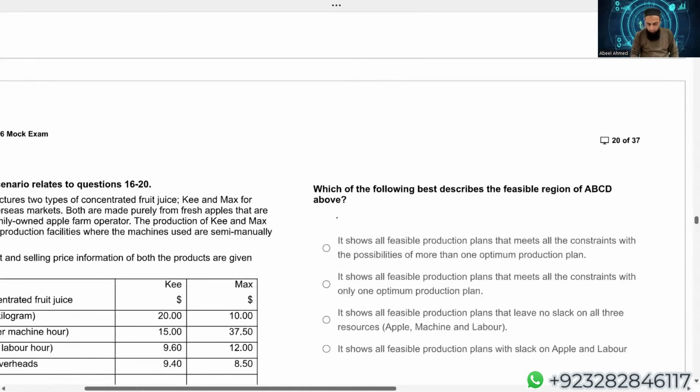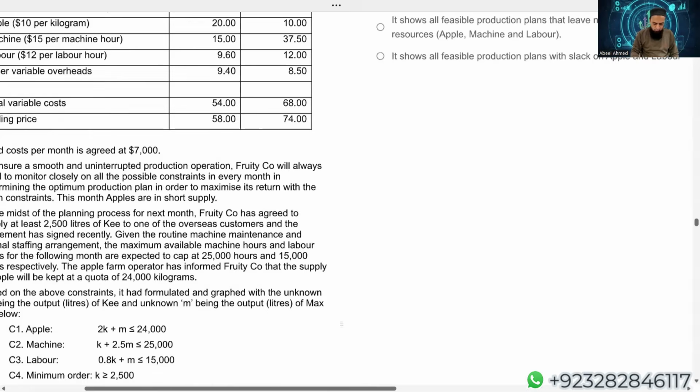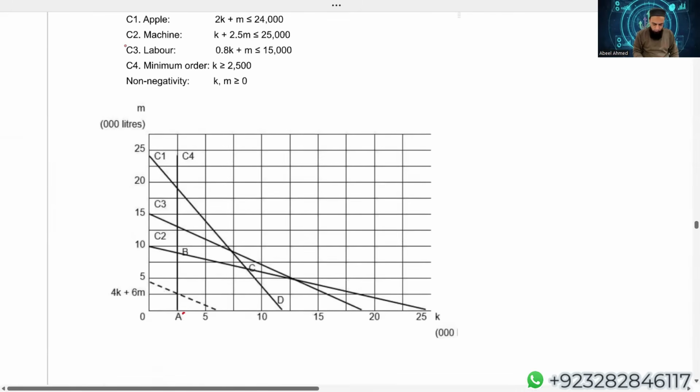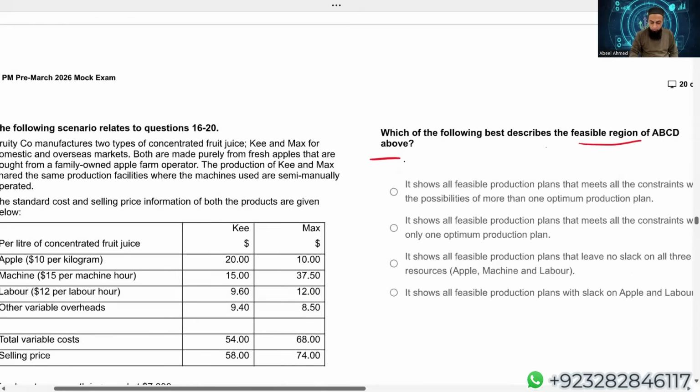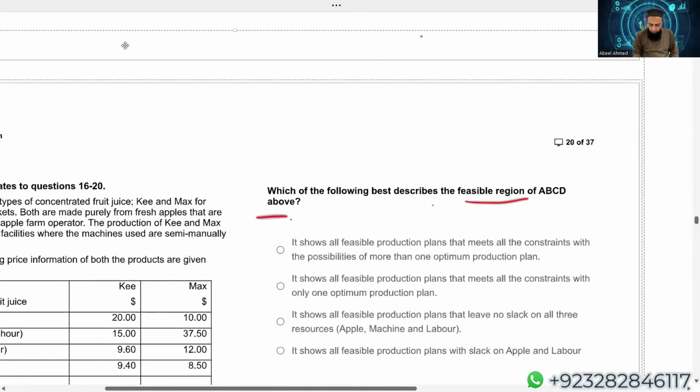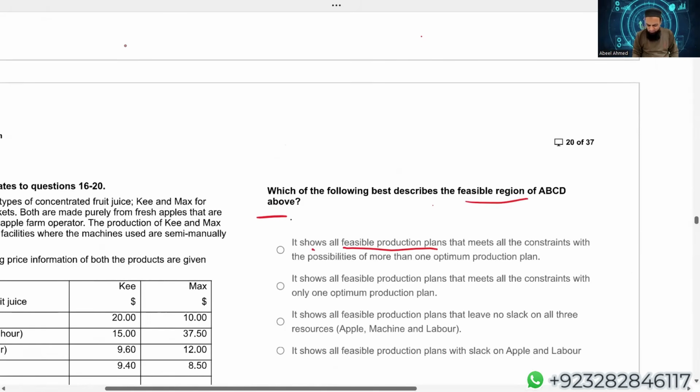Let's see. Which of the following best describes the feasible region of ABCD company above? Feasible region. We've got A, B, C, D. Logically, feasible region is the region where all the inequalities are met. And within that, you will be having one optimal production plan. It shows all feasible production plans that meet all the constraints with the possibility of more than one. No. There will be only one optimal plan, not more than that.